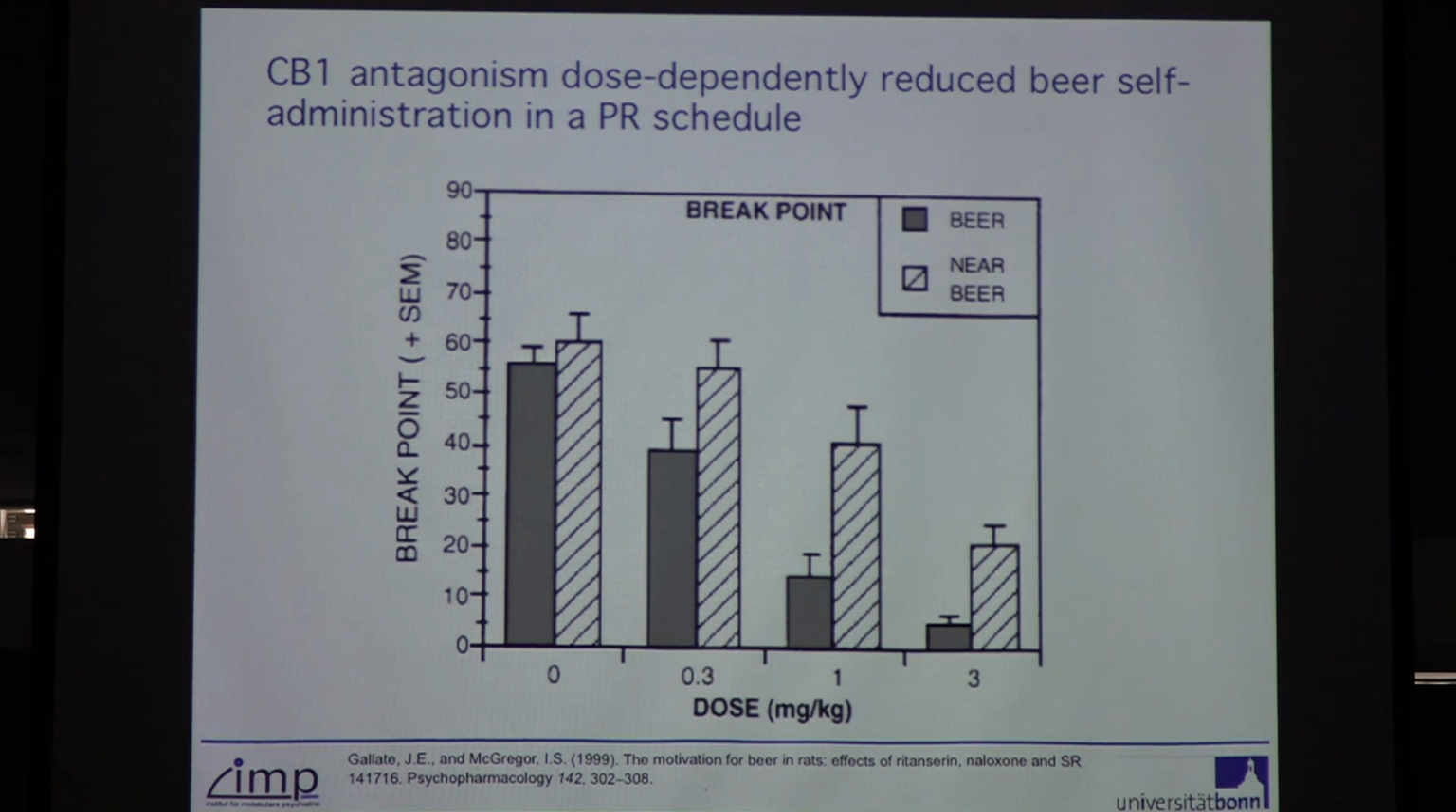Mice like beer, and they voluntarily self-administer beer, or they drink beer. And if you treat them with a CB1 receptor antagonist, the beer consumption goes down.